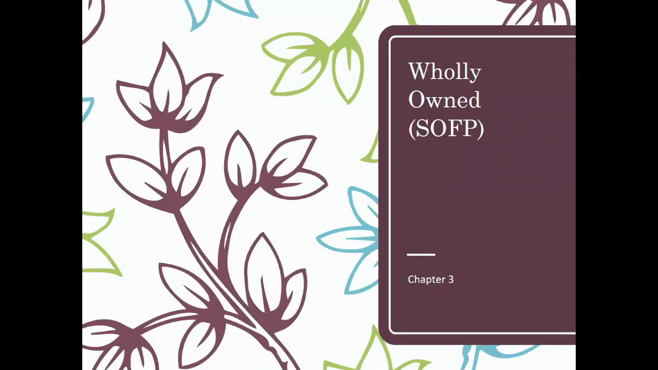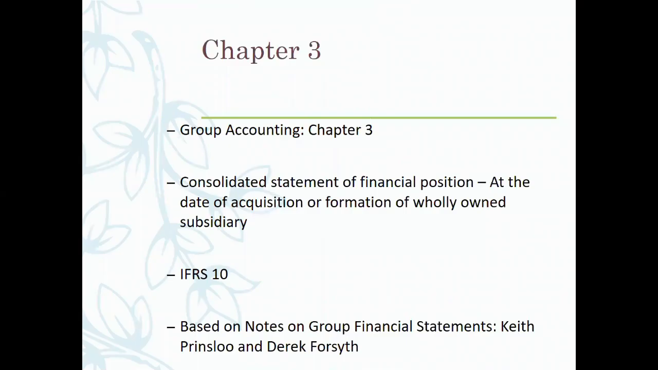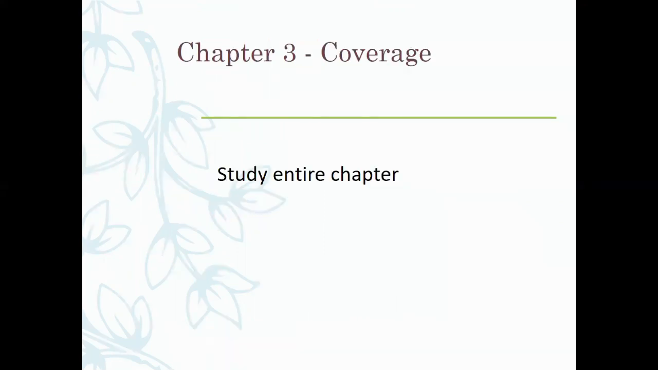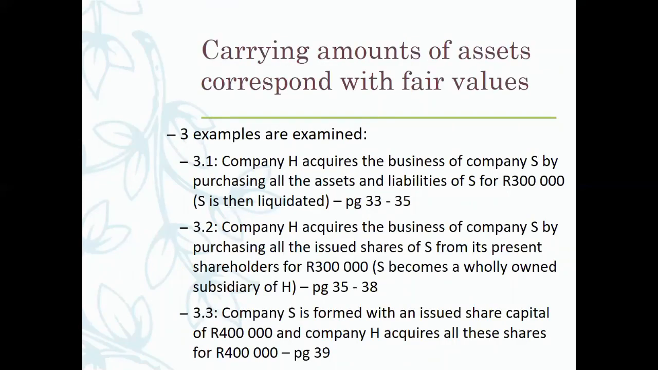We're looking at chapter 3 of our prescribed text, Notes on Group Financial Statements by Keith Prinsloo and Derek Forsyth. Chapter 3 focuses on wholly owned subsidiaries. Please make sure when you are doing your recap and studying that you look at the entire chapter. We're going through examples mainly, so there are not very many slides. These slides are available on Moodle. The 3 examples we are initially going to look at are 3.1, 3.2, 3.3.